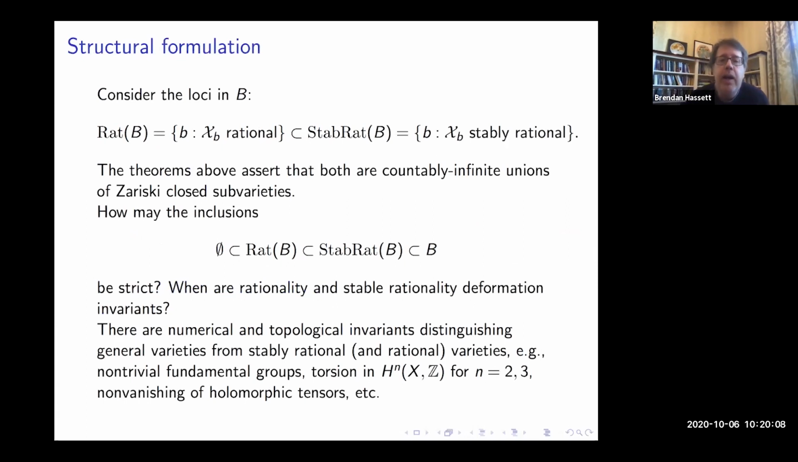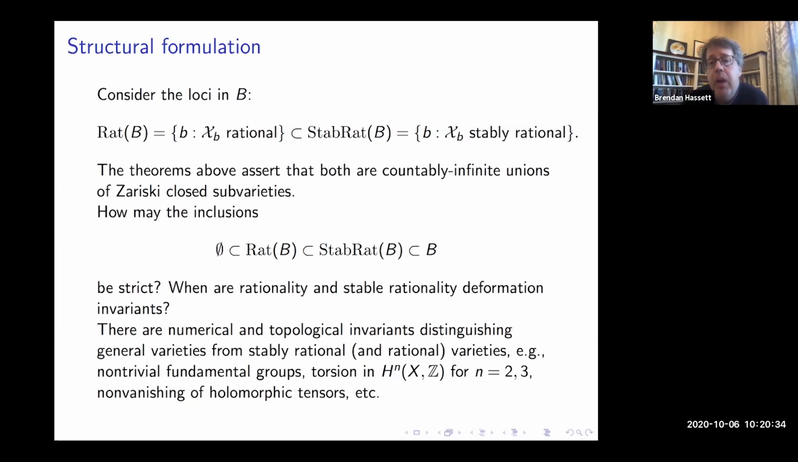The loci I'm going to consider is Rat(B). These are the points in the base of the family where the corresponding fiber is rational. And StabRat(B), these are the points of the base where the fiber is stably rational. Obviously, rational varieties are stably rational. The other implication is generally false.